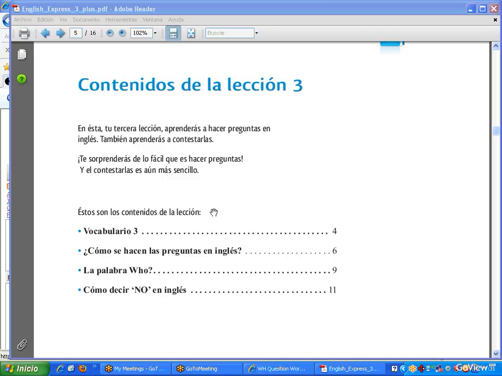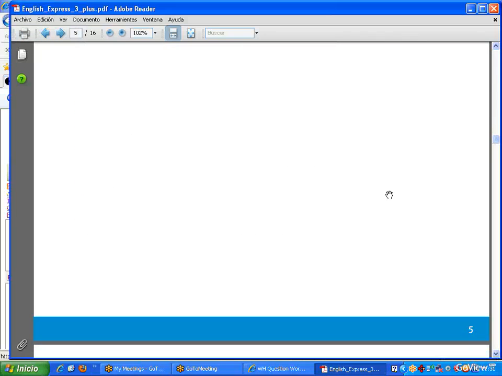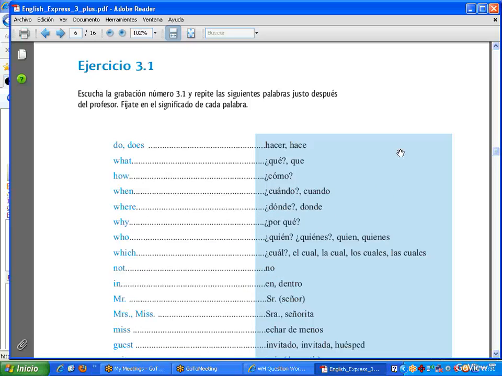These are the contents of the lesson: the vocabulary, and then how to make the questions in English, the word who, quién, who, and how to say no in English. So let's look at the vocabulary. This is something you have to learn.